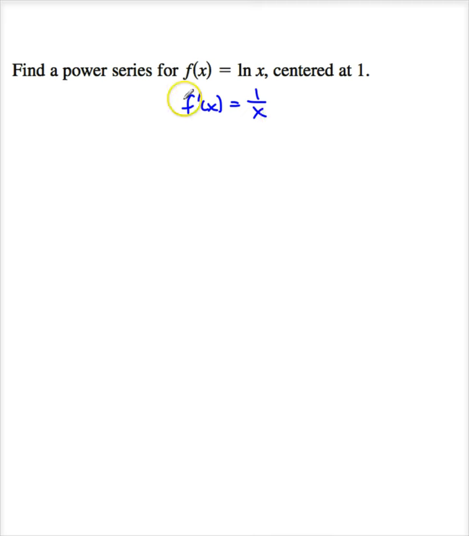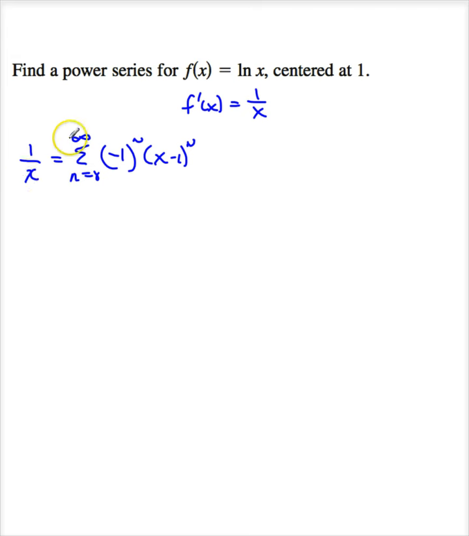Now you remember I can find 1 over x centered at 1. As a matter of fact, I already have. So I'm just going to pull that result. The sum from n equals 0 to infinity of negative 1 to the n, x minus 1 raised to the n. All right? So I know this is what 1 over x can be expanded as.